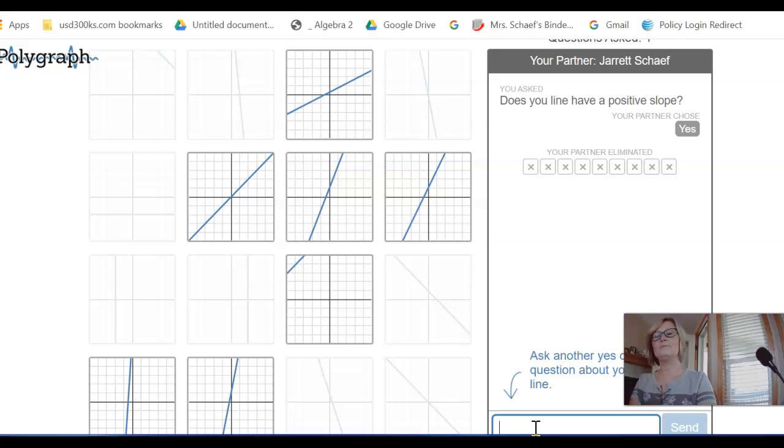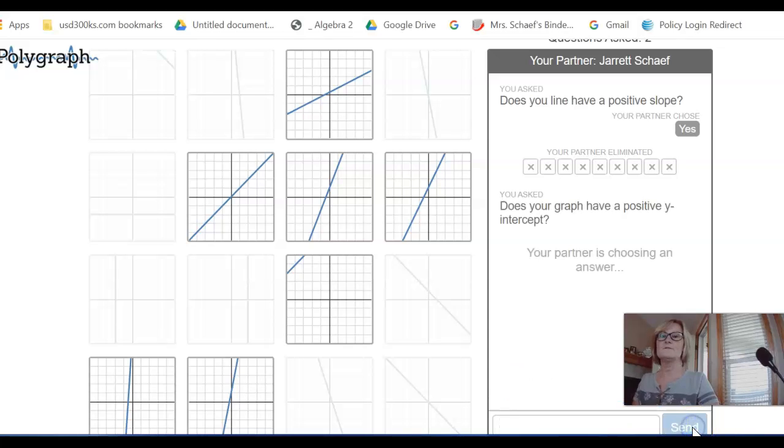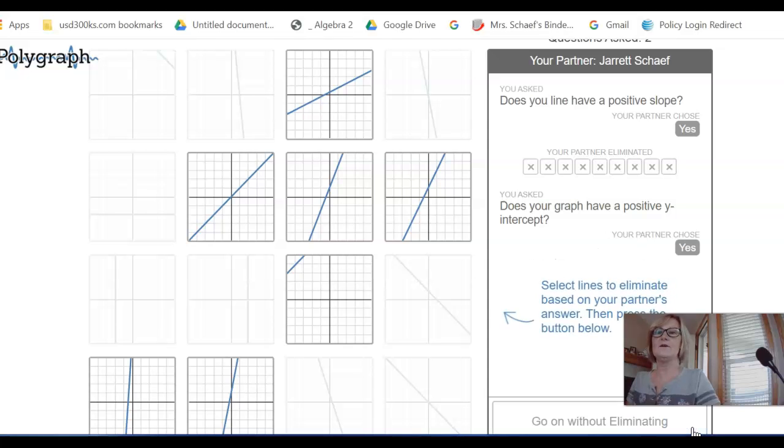ask another question. Maybe I want to say, does your graph have a positive y-intercept? And what you want to do is encourage your students to ask questions using our math vocabulary. So y-intercept being one of our vocabulary words. So he needs to tell me, does his graph have a positive y-intercept? And he says yes. So now I'm going to go through and eliminate anything that has a negative y-intercept.